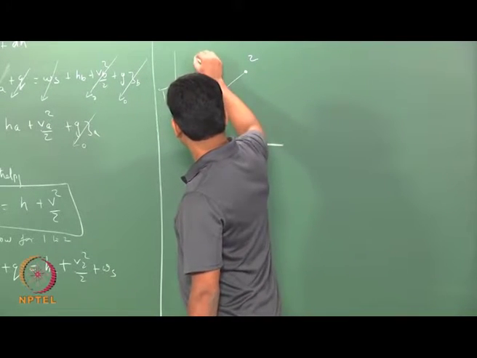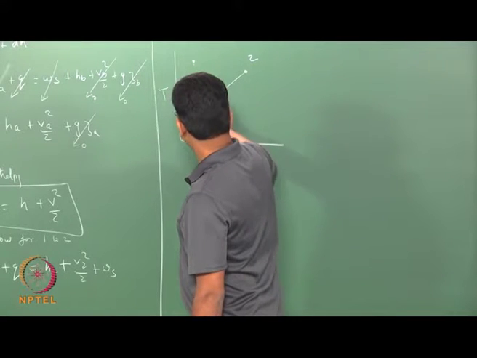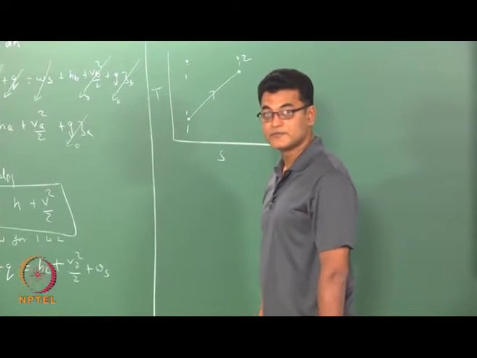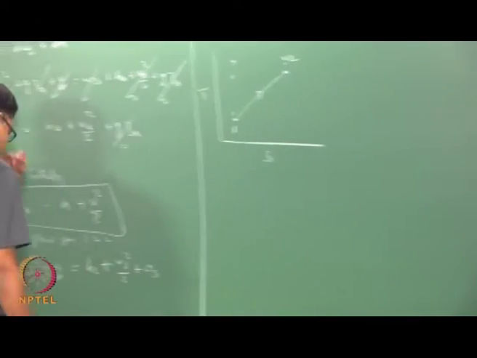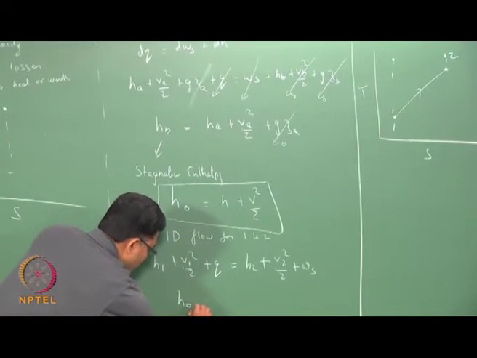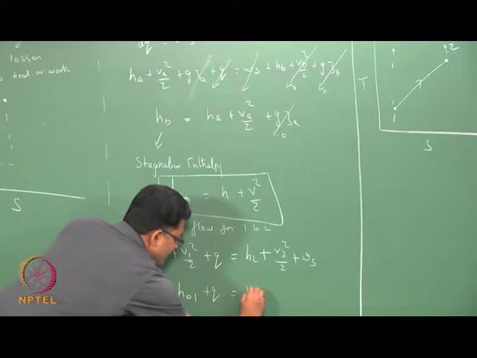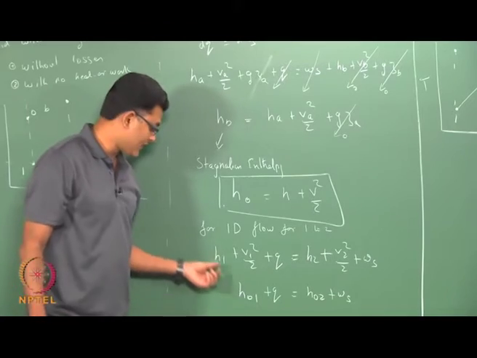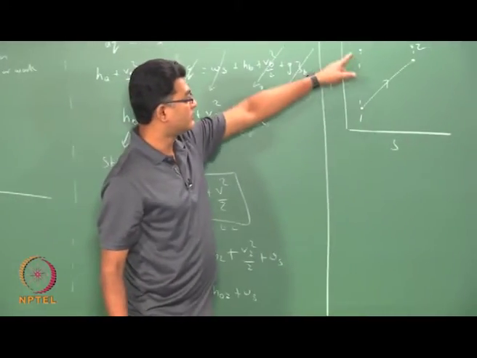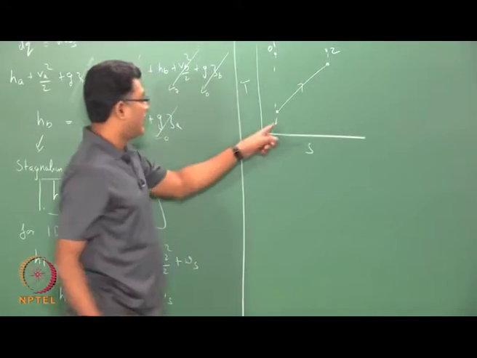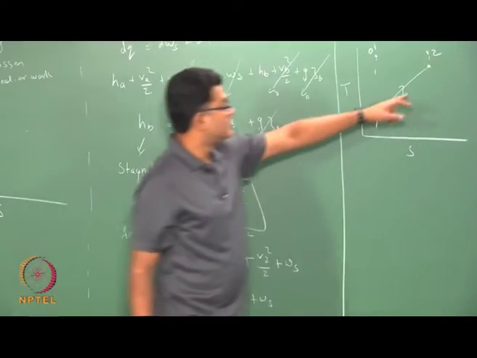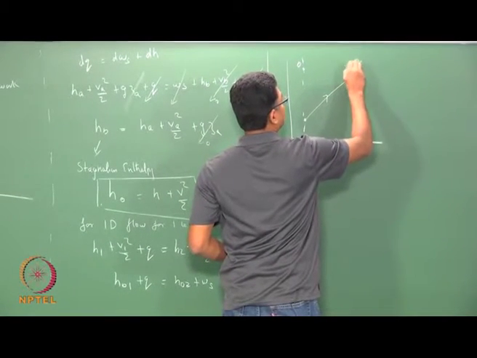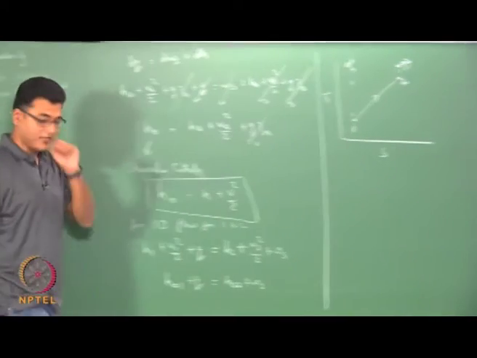Associated with 1, there is a stagnation point, and associated with 2, there is a stagnation point. So I can rewrite this as h01 plus q equals h02 plus ws. So h01 is the stagnation enthalpy associated with point 1, this is 01, and h02 is the stagnation enthalpy associated with point 2. So if this is 2, this is 02.